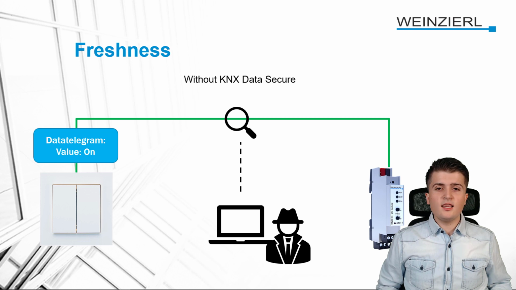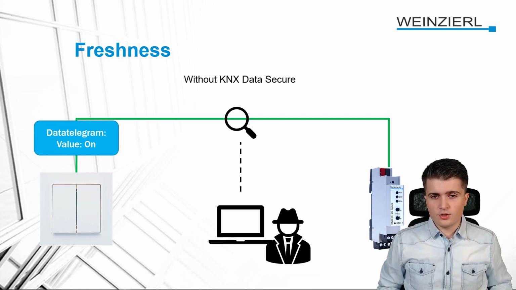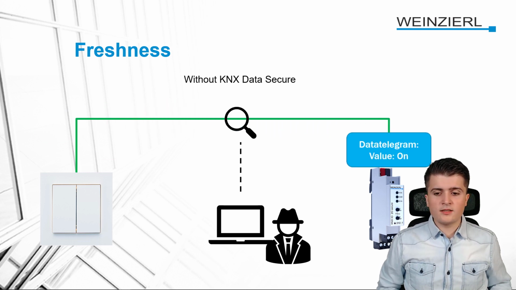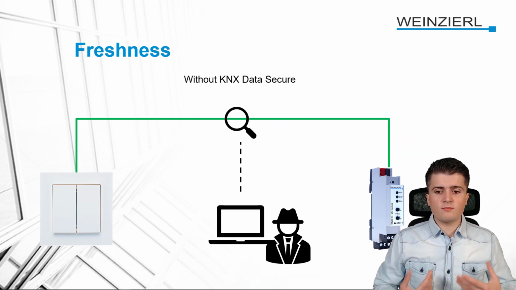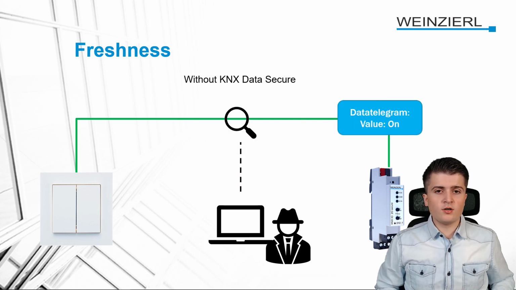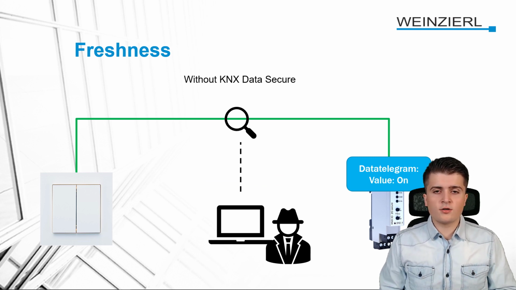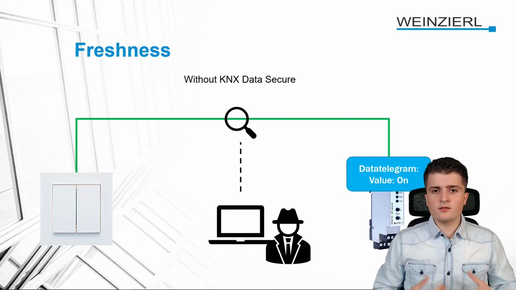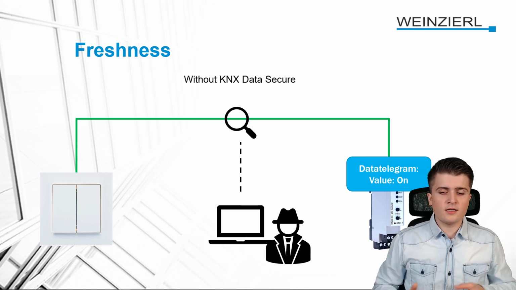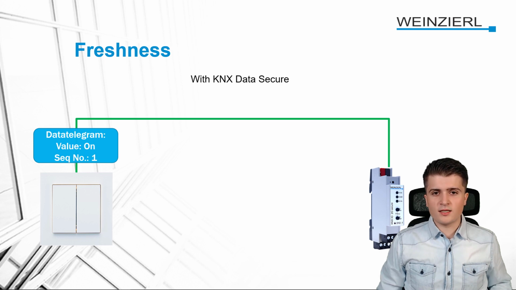Here we can see that a message is being sent from the push button sensor to the switching actuator. The attacker might now see this message and then later on can resend this message. And this is something you can also try with the EDS, because in the EDS you have the bus monitor, and inside of this bus monitor you can send telegrams with group addresses and values. As you can guess, with KNX Data Secure this isn't possible any longer, because we now also see a second field, the so-called sequence number.